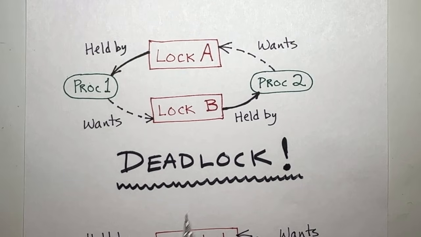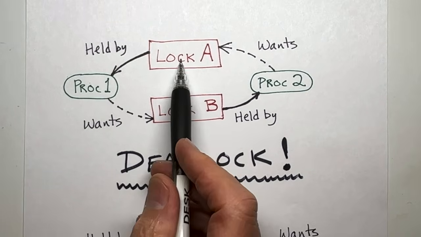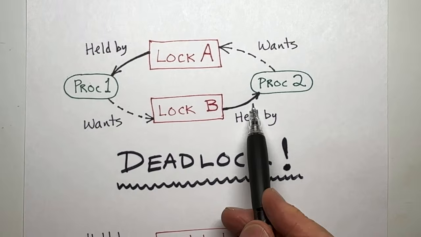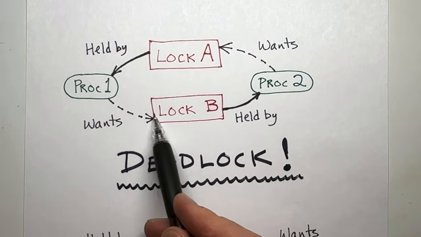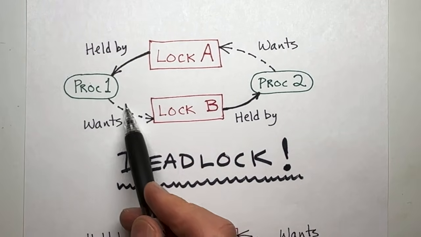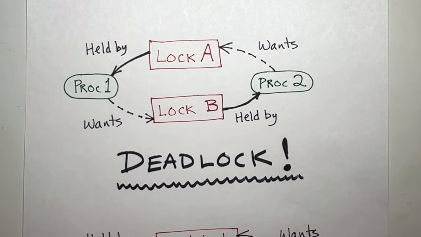So this is deadlock. In general, a deadlock occurs whenever we have a cycle in a graph such as this, showing processes and locks. This is a simple cycle, but deadlock can also involve a larger cycle. Deadlock is a cyclic wait situation. Process 1 can't proceed because it can't get lock B.